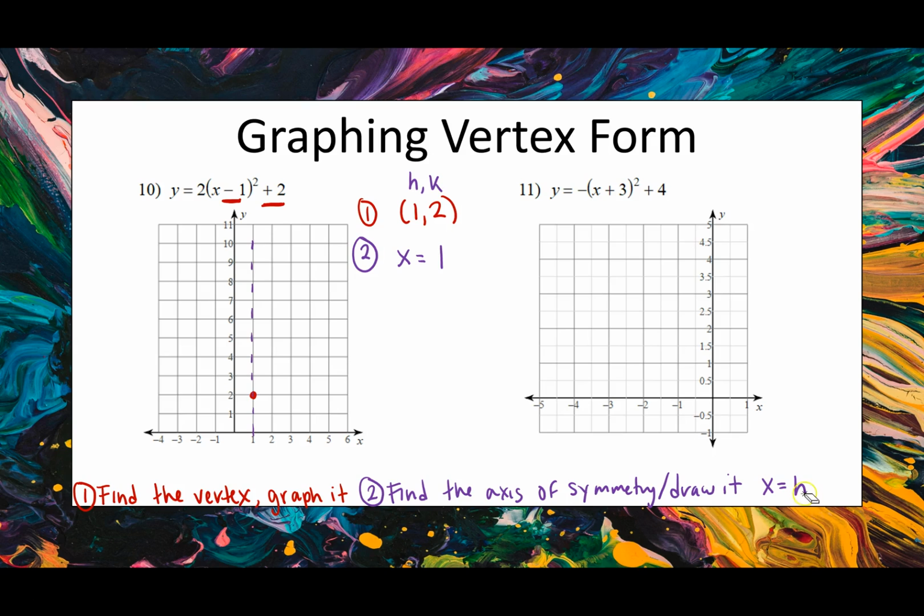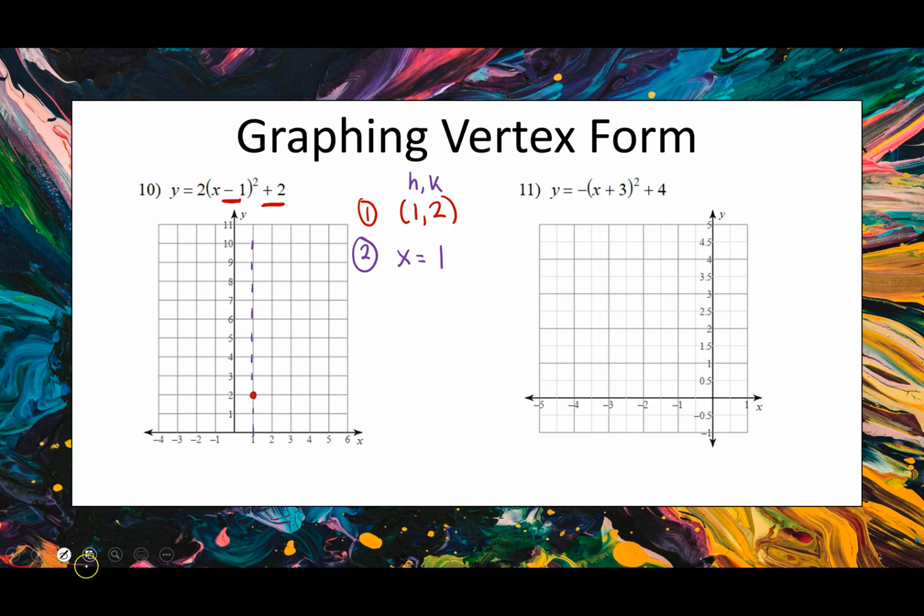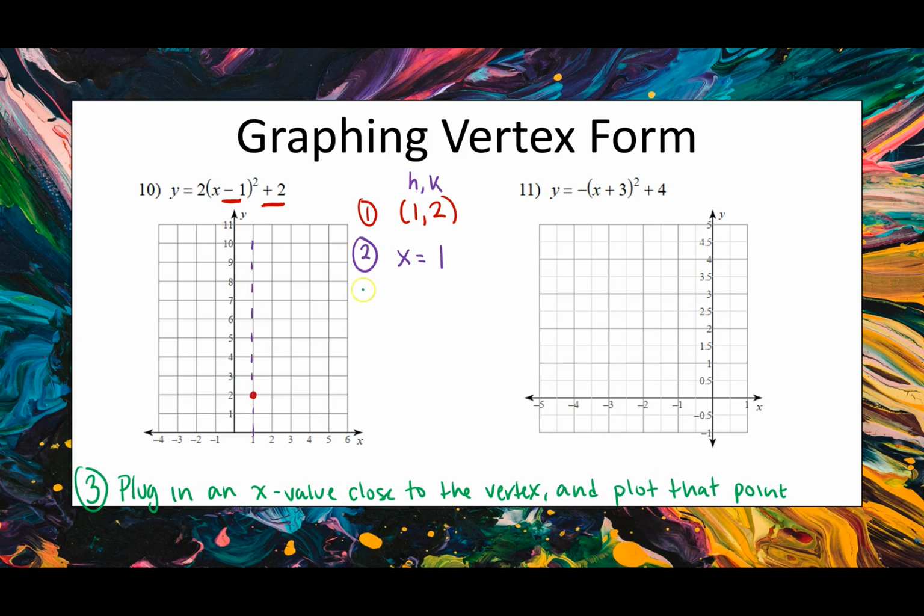Next thing we're going to do is we're going to find another point. So that point is going to be found by just plugging in an x value that's really close to the vertex. All right, so let's go ahead with step 3. Plug in an x value close to the vertex and plot that point. Okay, so for example, I want to know what's going on when I plug in 2, because that x value is close to the vertex, that vertex being that red point. So I'm basically going to take 2 and I'm going to plug it in. Remember, anytime you plug in an x value into your equation, it spits out a y value. All right, so let's go ahead up to our equation. And instead of putting an x right here, I'm putting in a 2.